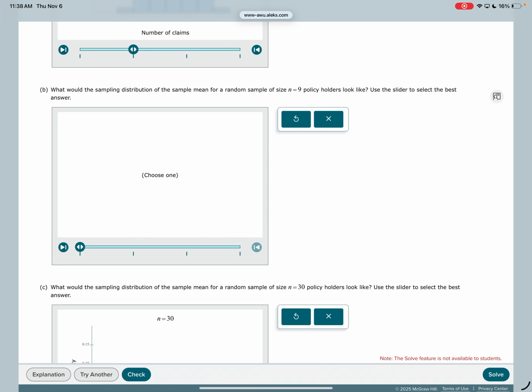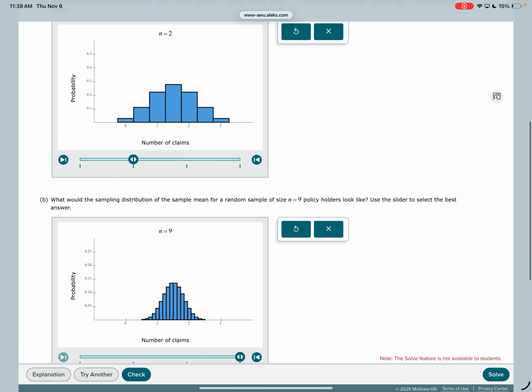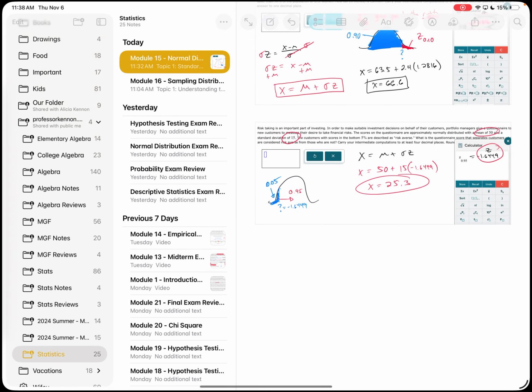Now, again, it's an easy topic, but don't forget the idea of what you're doing there. What you're actually doing is showing that it turns into that normal curve the more and more you ask it.